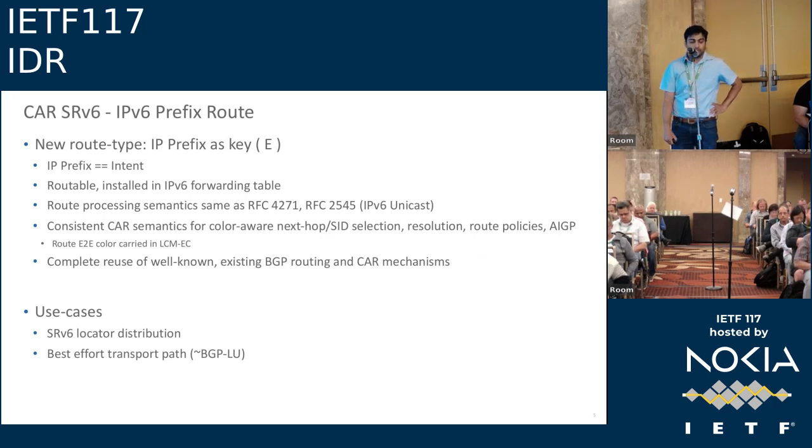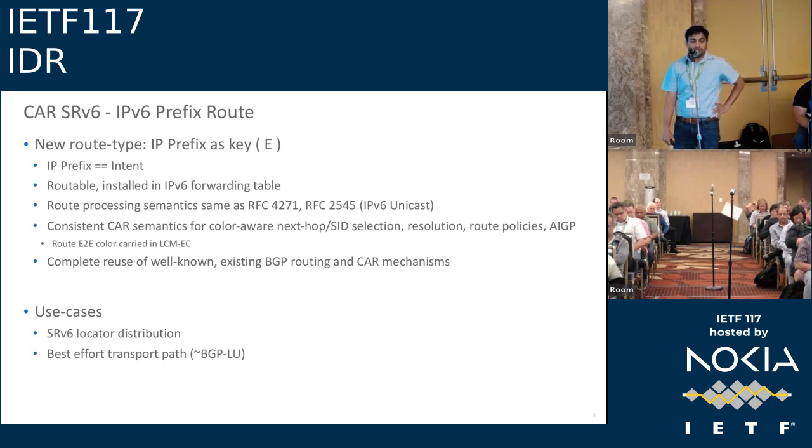And we all are very well aware of these procedures. It's the same route processing semantics, which is provided by RFC 4271 or 2545. It's IPv6 unicast. And it's consistent with the CAR semantics just for the color-aware next hop, as well as SID selection and resolution over the color-aware next hop, routing policies with the color, and of course carrying the AIGP because it's for intents. And an end-to-end route intent can be optionally carried in the LCM EC for the routing policies and for these selections. It's a complete reuse of the well-known BGP IPv6. It's just a separate SAFI for operational reasons.